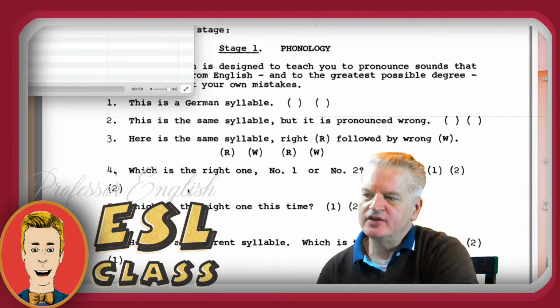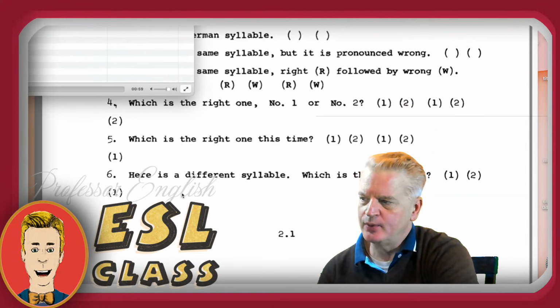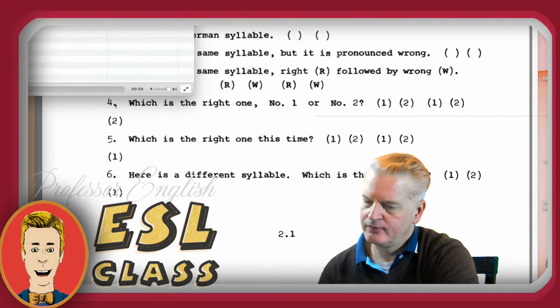6. Here's a different syllable. Which is the right one? Knee, knee.